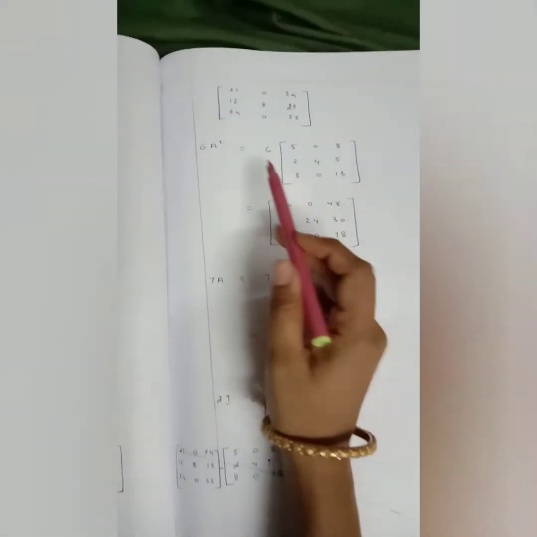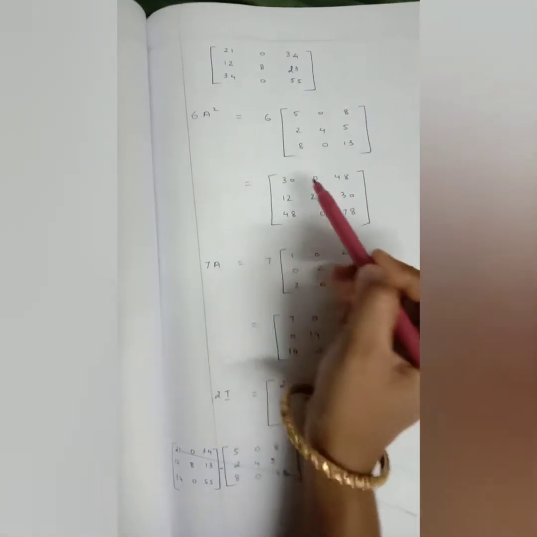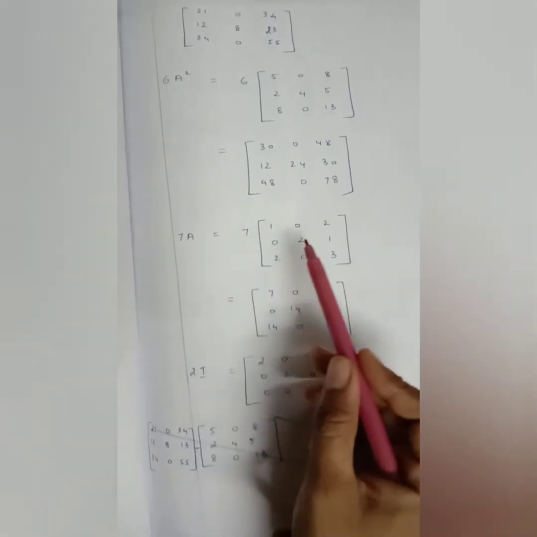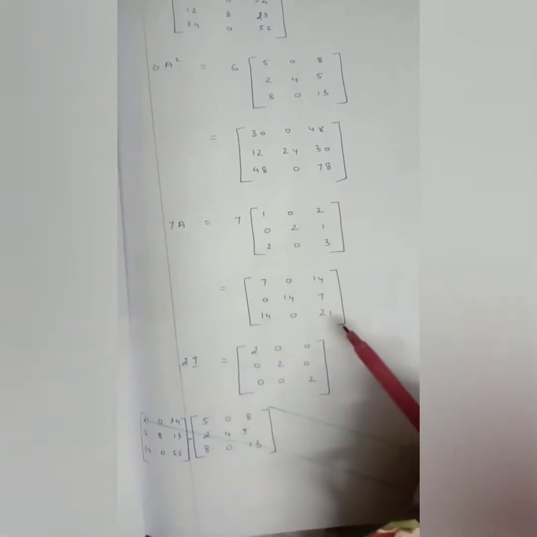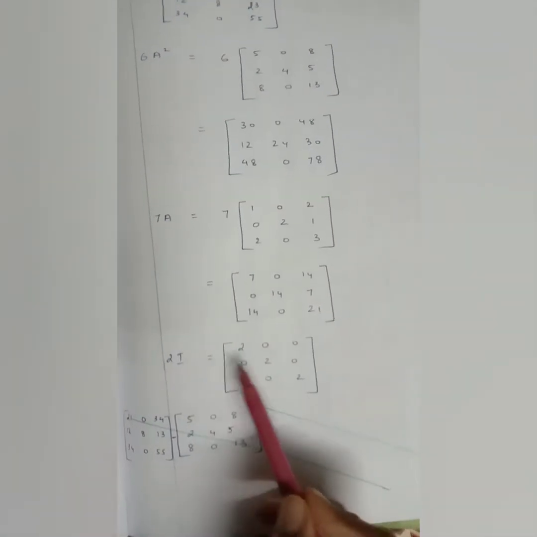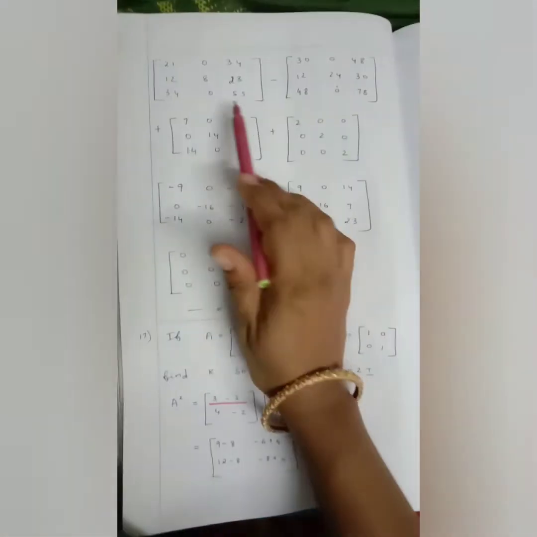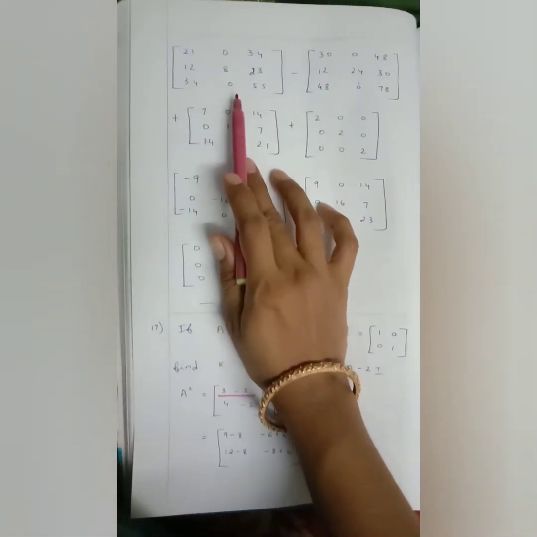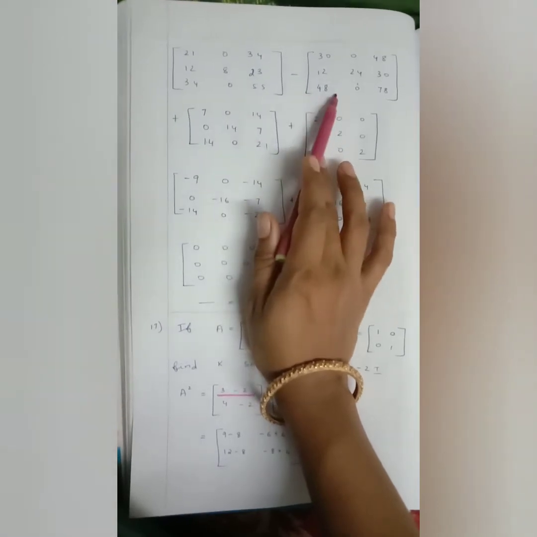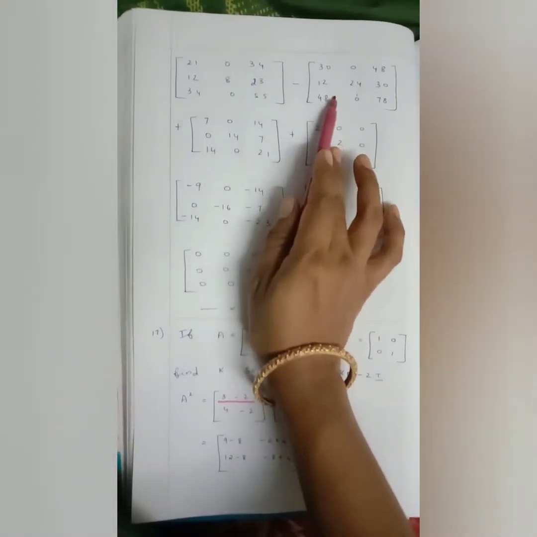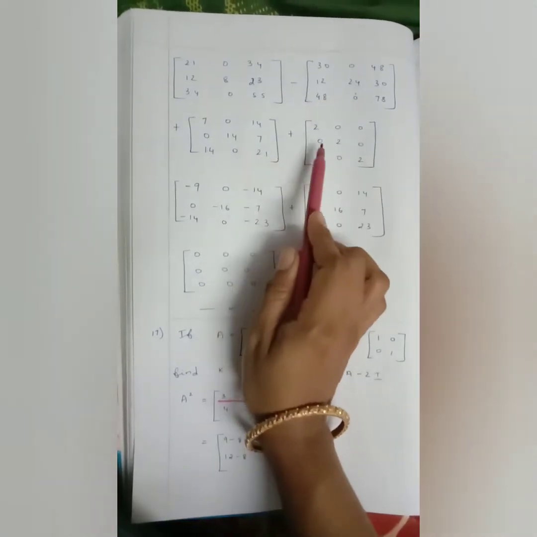Next one is 6A squared. So the A squared value you write here, multiply that with 6. Then 7A, multiply 7 with all the elements. Then 2I, you multiply the identity matrix with 2, you will get this. Okay, so I am going to add all this. This is A cube minus 6A squared, the given question. First you subtract these two, then you add these two.